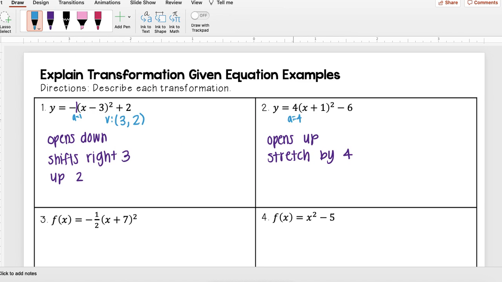And then for the last two parts, I need to look at my vertex again. So here, it's my h, my k, so my vertex here is, since this is a +1, this is really -1, -6. This -1 tells me it's going to go to the left. -6 tells me it's going to go down. So this is going to be shift left 1, and then down 6.